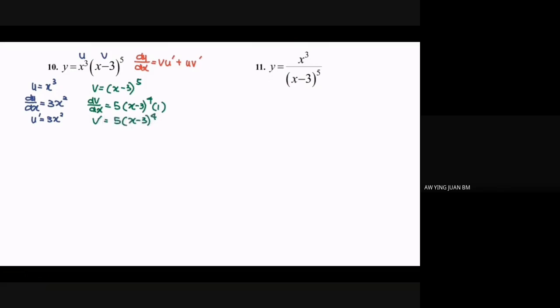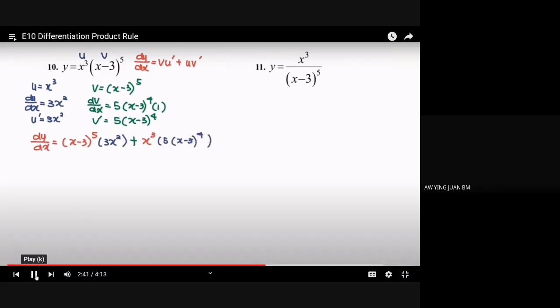Kindly substitute to the formula, and we will have dy dx, where we have v, x minus 3 to the power of 5, and we have u prime, 3x squared, plus, where we will have u, which is x cubed, and then followed by v prime, 5 bracket x minus 3 bracket to the power 4. So simplify the situation.